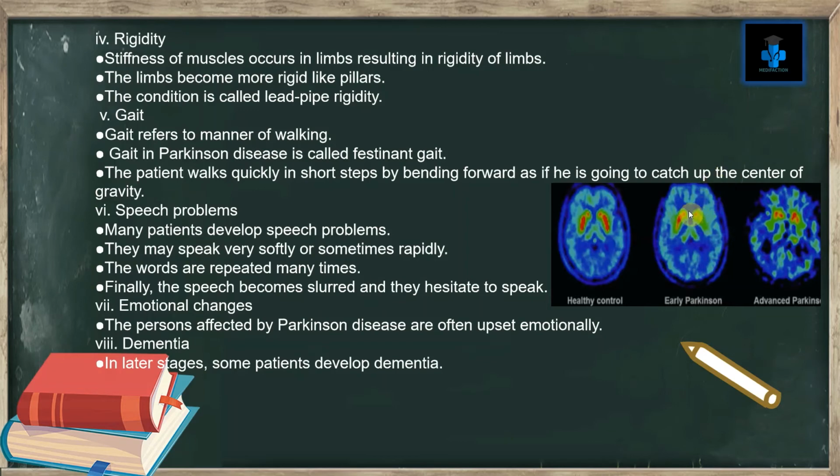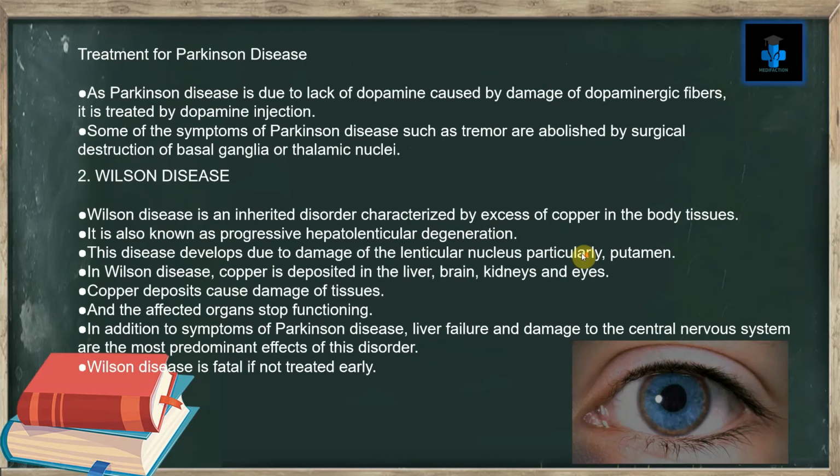This is how our basal ganglia looks like in early Parkinson and in advanced Parkinson. Treatment for Parkinson's disease. As Parkinson's disease is due to lack of dopamine caused by damage of dopaminergic fibers, it is treated by dopamine injection. Some of the symptoms of Parkinson's disease, such as tremor, are abolished by surgical destruction of basal ganglia or thalamic nuclei.